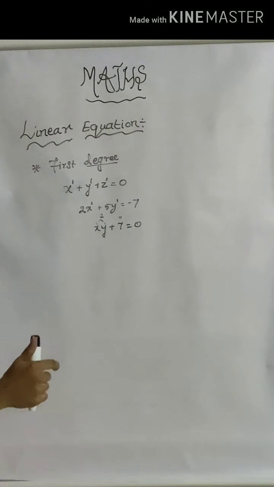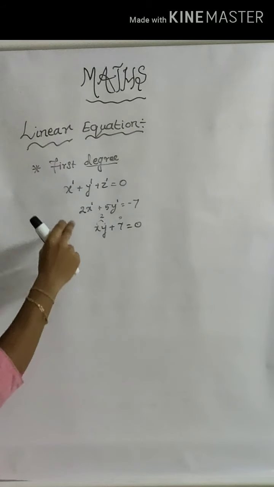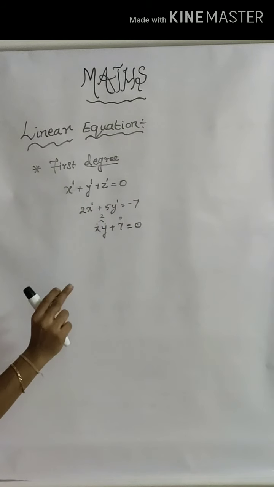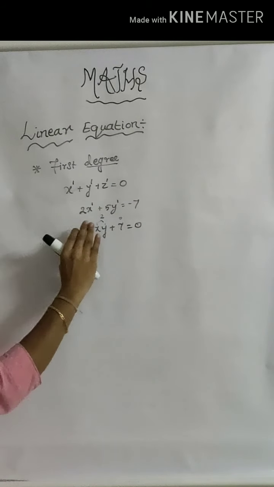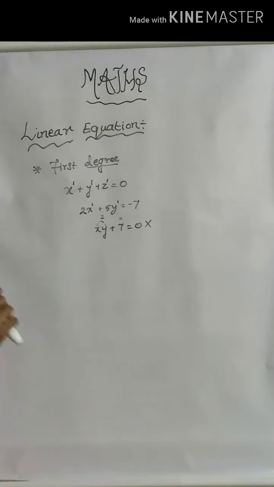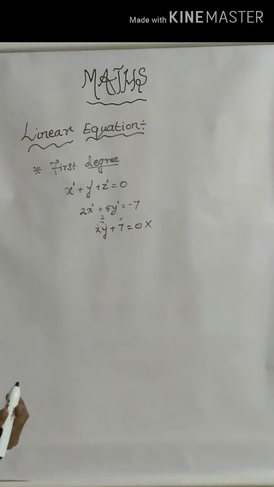Now we have to compare the terms to find the highest degree. A first degree equation is a linear equation. Here we have 2 as the highest degree, so it is not a linear equation. It does not belong to linear equations. Usually we take the graphical method to represent a linear equation of 2 variables and 3 variables.